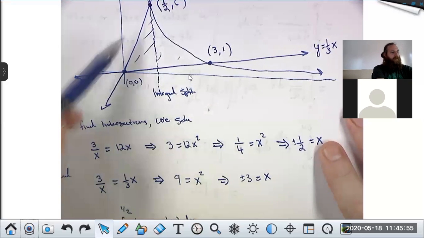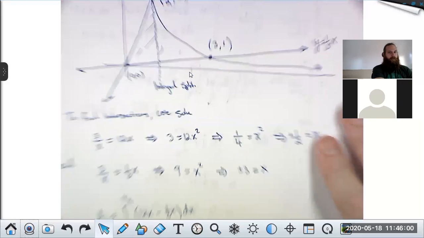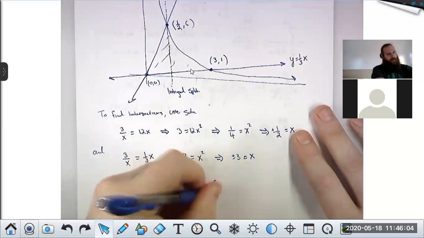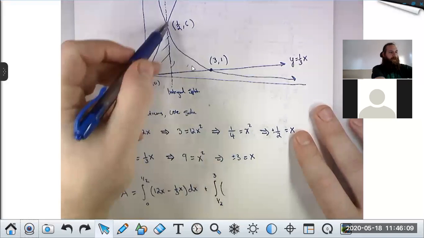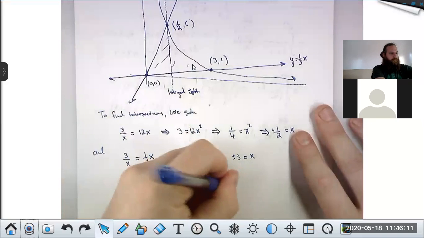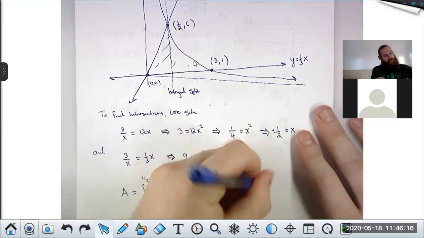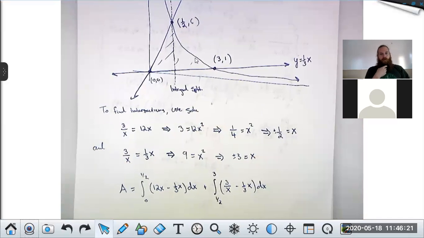And that'll give me the area over here to the left of this vertical line. And then to that, I need to add the integral from 1/2 to 3. And now the upper is 3 over x, and the lower is still 1/3 x. Okay, so this is the setup. Any questions about how we're arriving at this setup?